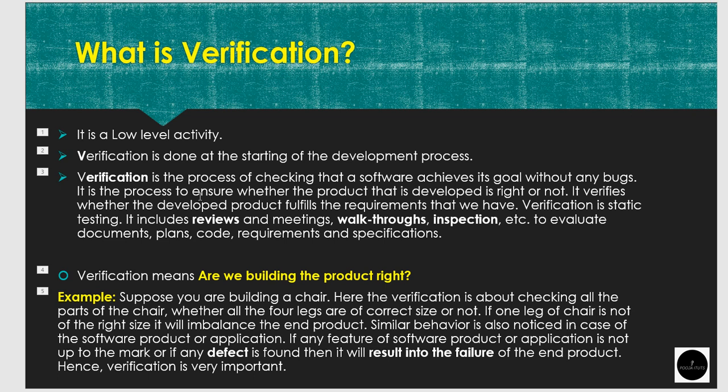So verification means, are we building the product right? Let's see through an example. Suppose you are building a chair. Here the verification is about checking all the parts of the chair, whether all the four legs are of correct size or not. If one leg of the chair is not of the right size, it will imbalance the end product. Similar behavior is also noticed in the case of a software product or application.